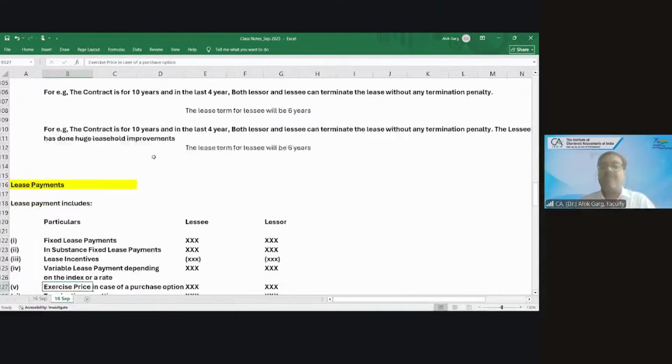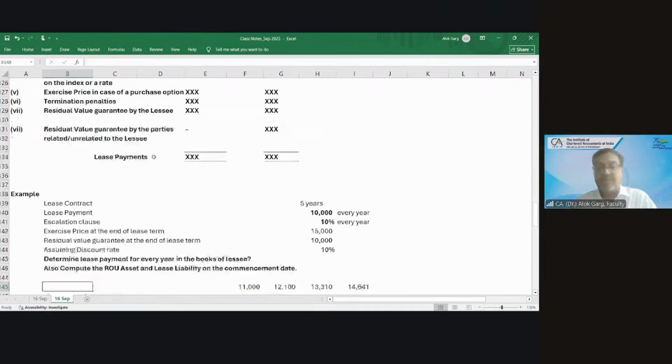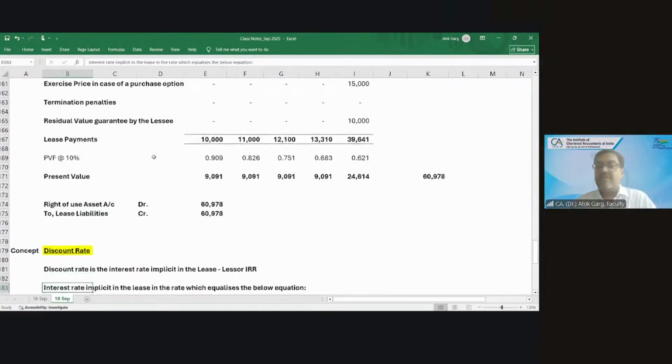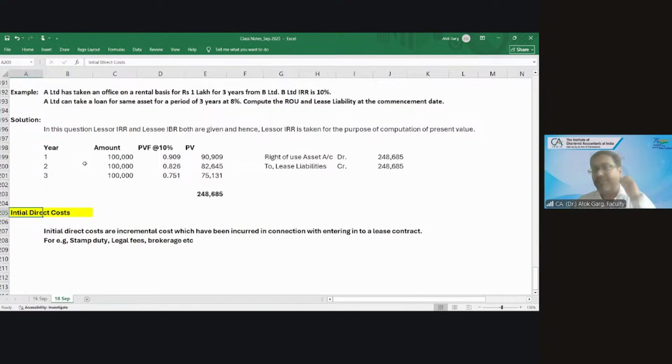Then lease payment: fixed lease payment plus in-substance fixed payment less lease incentive plus variable lease payment depending on an index or a rate plus exercise price plus termination penalty plus residual value guarantee by the lessee. For the lessor, one more item: residual value guarantee by the parties related or unrelated to the lessee. Okay. So these are the things which we have discussed. Then discount rate. For discount rate, you have to take lessor IRR. If lessor IRR is not available, then lessor IBR you need to take. Then initial direct cost, we have also discussed the implication; the treatment we will discuss in the next class.